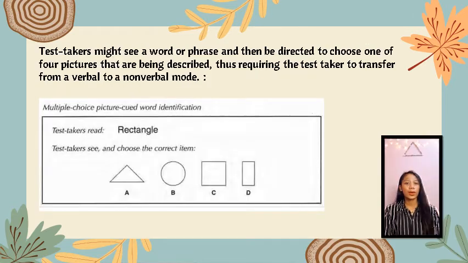The next example of matching is that the test takers might see a word or phrase and then be directed to choose one of four pictures that are being described, thus requiring the test taker to transfer from a verbal to a non-verbal mode. For example, in this picture, the test taker reads rectangle and sees and chooses the correct item. There is an A, B, C, or D.